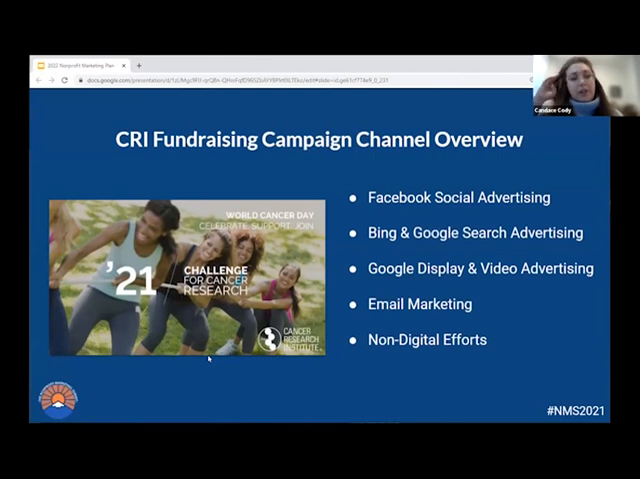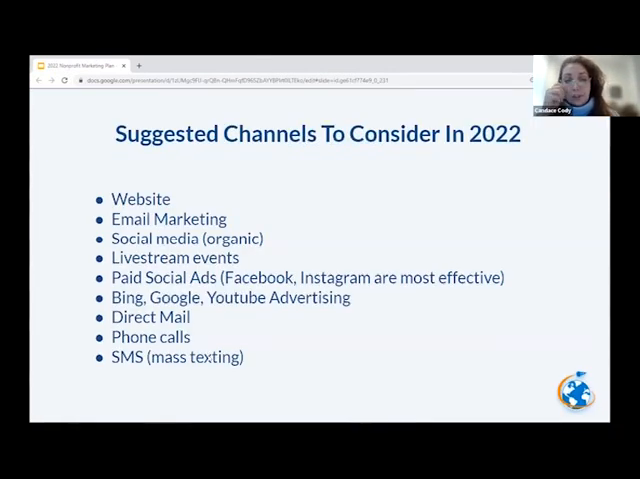One of our clients, Cancer Research Institute, did really, really well on Facebook social advertising, Bing and Google search advertising, Google display and video advertising, so YouTube basically, email marketing, and then through offline channels as well. And this helped them generate, I think it was $1.2 million for their year-end campaign. And they really did list it out by channels, kind of like you're seeing here, and have those specific goals assigned to them to help them get there. So those are their most effective channels.